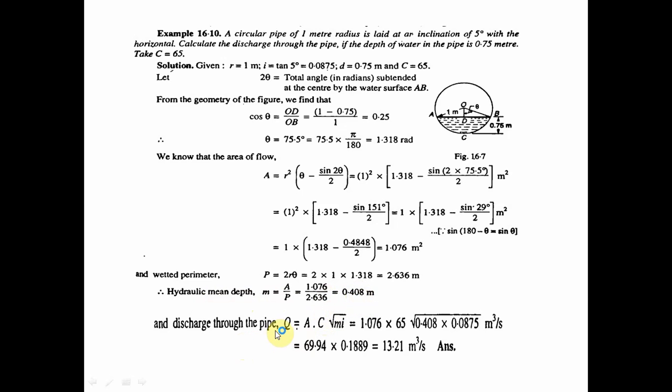And discharge through the pipe, Q equals A into C into root of i m, that is equal to 1.076 into 65 into root of 0.408 into 0.0875 meter cube per second, that is equal to 16.94 into 0.1889, that is 13.21 cubic meters per second.